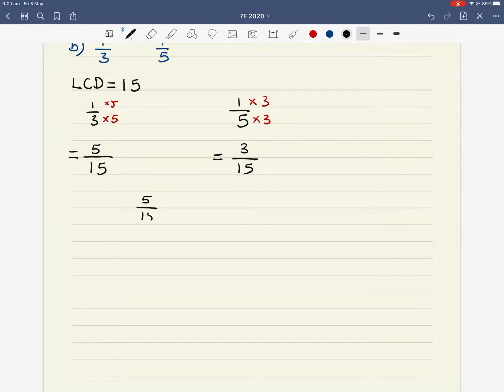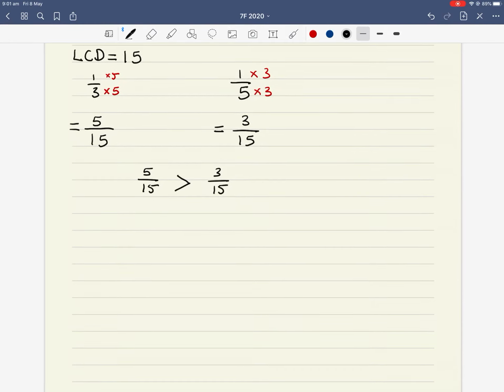So now you're comparing 5 over 15 versus 3 over 15. Well, look at your top number. Now that your denominator is the same, you can just look at the top number. 5 is bigger than 3, so we can write the greater than symbol. 5 over 15 is bigger than 3 over 15.